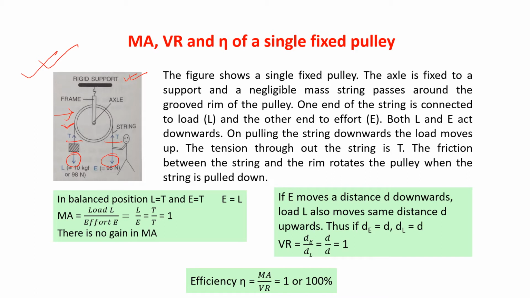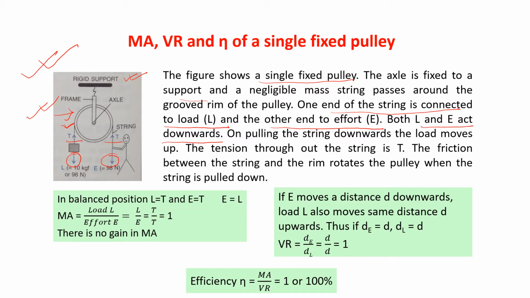The figure shows a single fixed pulley. The axle is fixed to a support and a negligible mass string passes around the grooved rim of the pulley. The rope is having negligible mass. One end of the string is connected to load, as I told you, on the left hand side, and the other end to the effort, the right hand side in this figure. Both load and effort act downwards, as I told you.